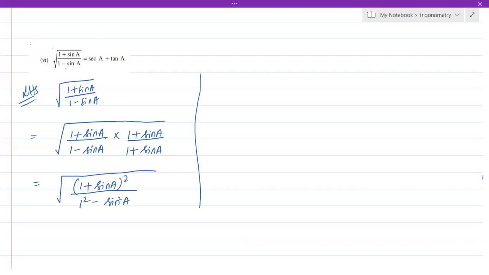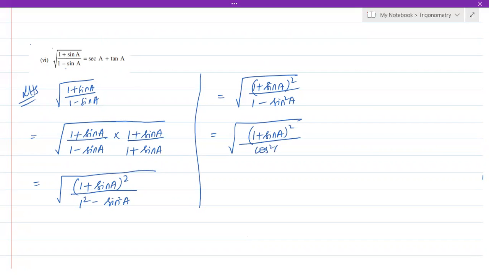Okay. So it becomes root of (1 plus sin A) the whole square over 1 squared, which can be written as 1 minus sin square A. And the next step, we'll use the identity. (1 plus sin A) the whole square as it is. 1 minus sin square A is cos square A. So here we can split the root. It will become root of (1 plus sin A) the whole square divided by root of cos square A.